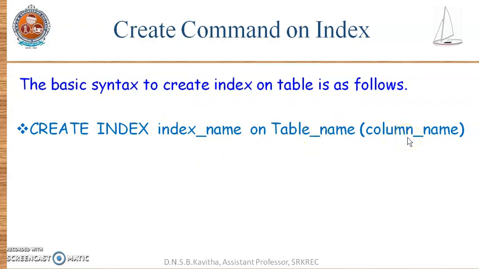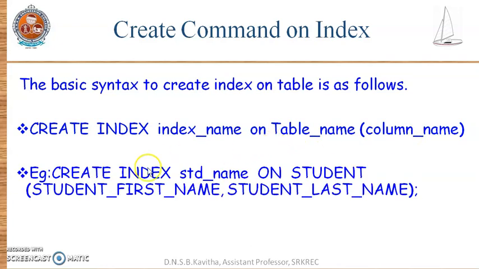Let's see an example. Example, create index. This is the index name I am using, std name, on the table name. The table name is student, followed by the student first name, student last name. Here std name is the index which is created on the first name and the last name in the student table. These created indexes are not visible to the users, but they are internally helpful to run the query quickly.